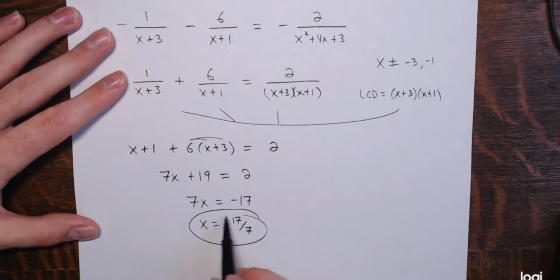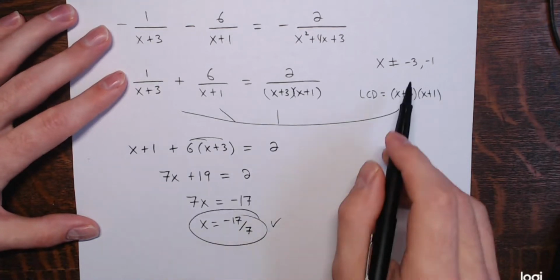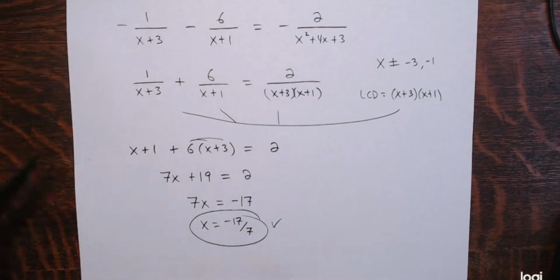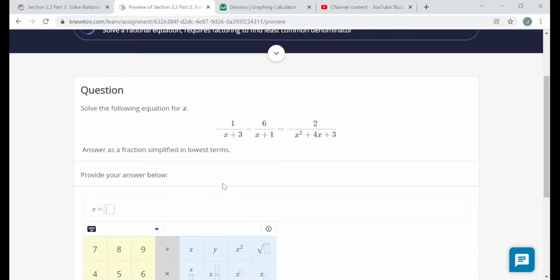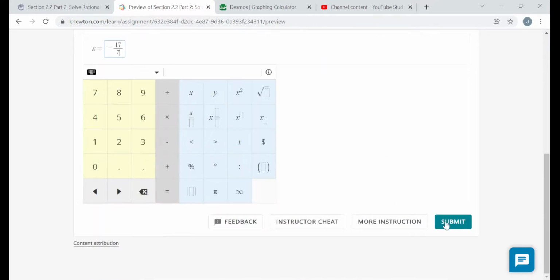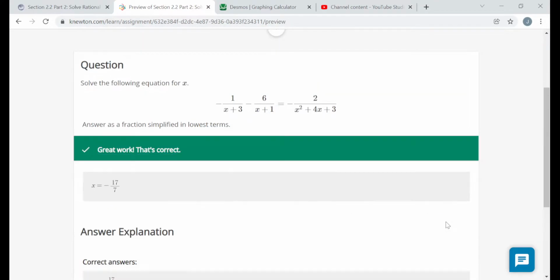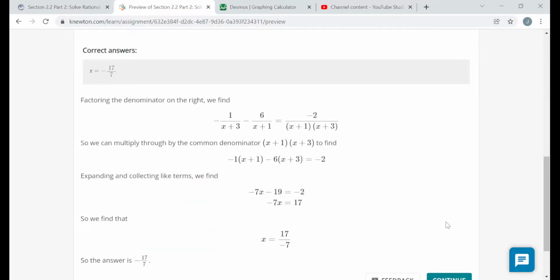And that should work. And that is not negative 3 or negative 1. So that should work back in the original equation. And I leave it to you to actually check that if you want. All right, but the solution to this one would be negative 17 sevenths. Great. All right, I should have just one more like this.